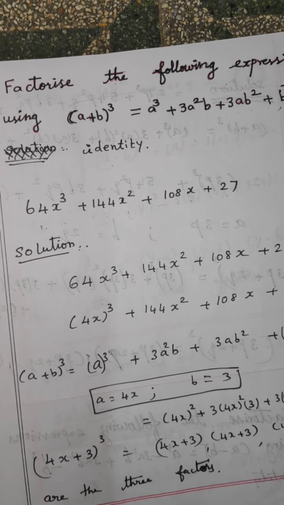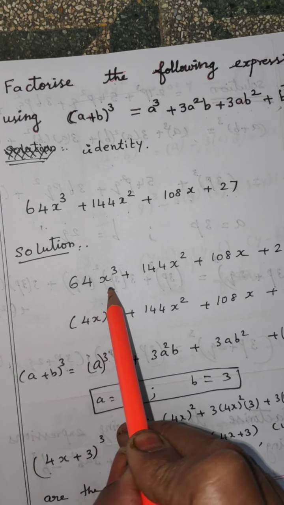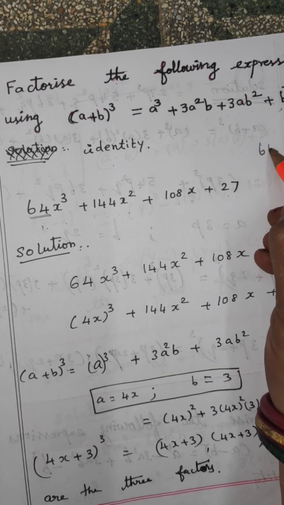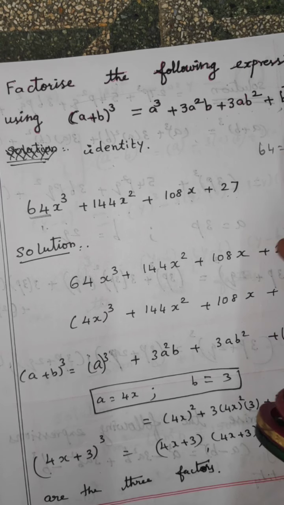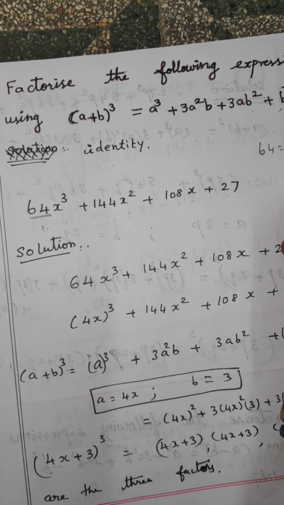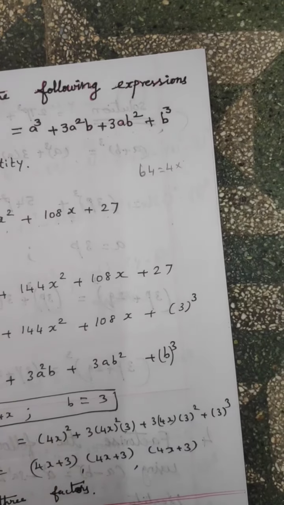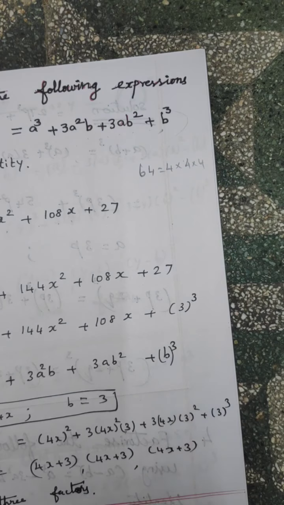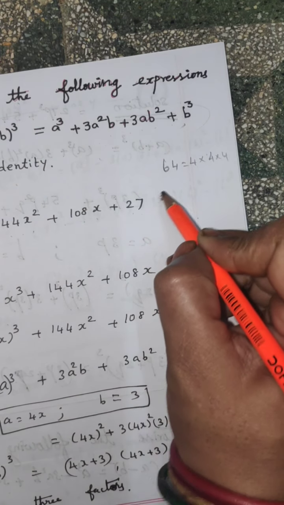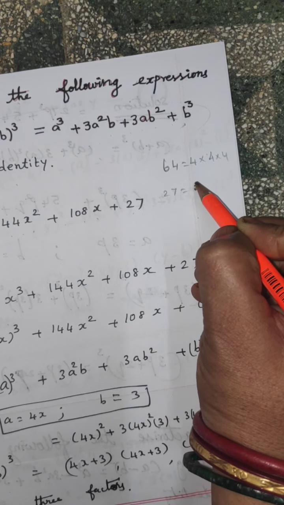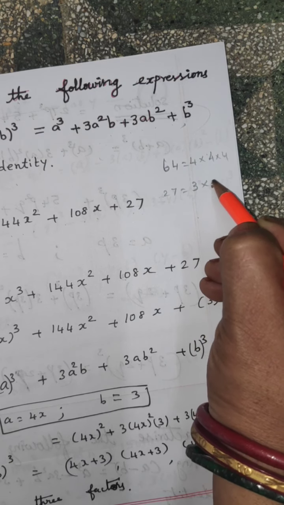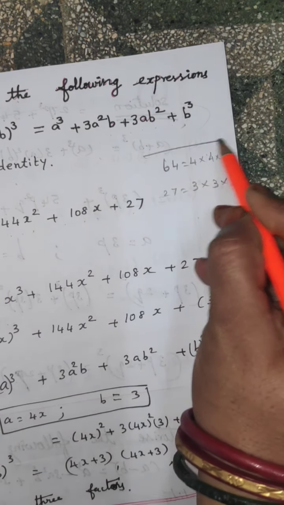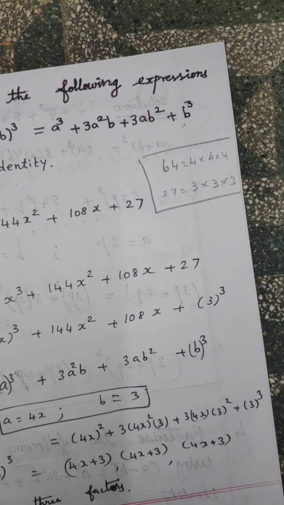Okay, now which three numbers multiply and give a cube for 64? Which three numbers multiply and get the answer equal to 64? 4 into 4 into 4. This is the first step: 64 is 4 into 4 into 4. The last number is what? 27. Which three numbers multiply and get the answer 27? 3 into 3 into 3. The first work is to complete that. This is very easy.